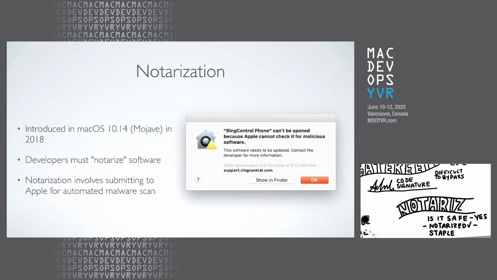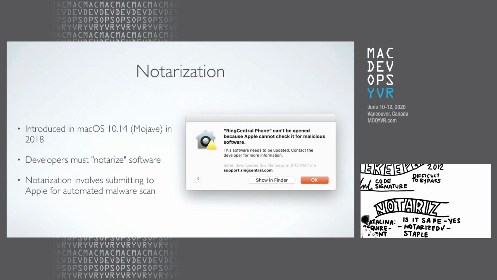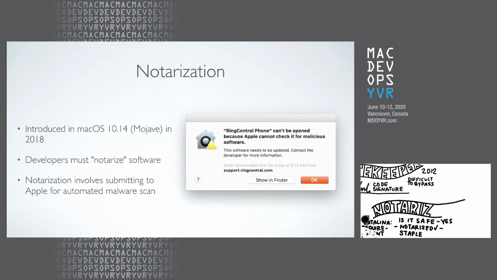So as you can see here with this example, not to pick on RingCentral specifically, there are a lot of apps that were not notarized when Catalina first appeared. But you can see here that by default, Catalina will not open an app that hasn't been notarized because it can't check it for malicious software. And there are ways to bypass that, of course, but it really does provide some kind of value, even though we don't know exactly what the process is at Apple.